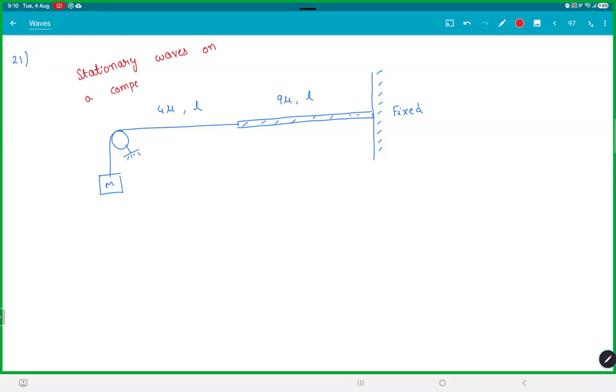Composite string meaning you have connected two different strings. This point here is your interface. The length of the strings are same, only mu is changing. They can actually even change the lengths also, but okay. Find the frequency of the second harmonic for this system. Find the frequency of second harmonic.